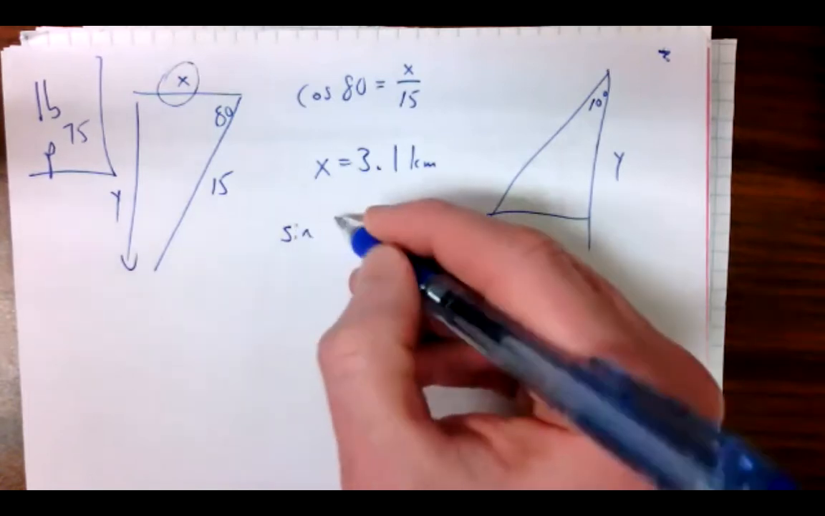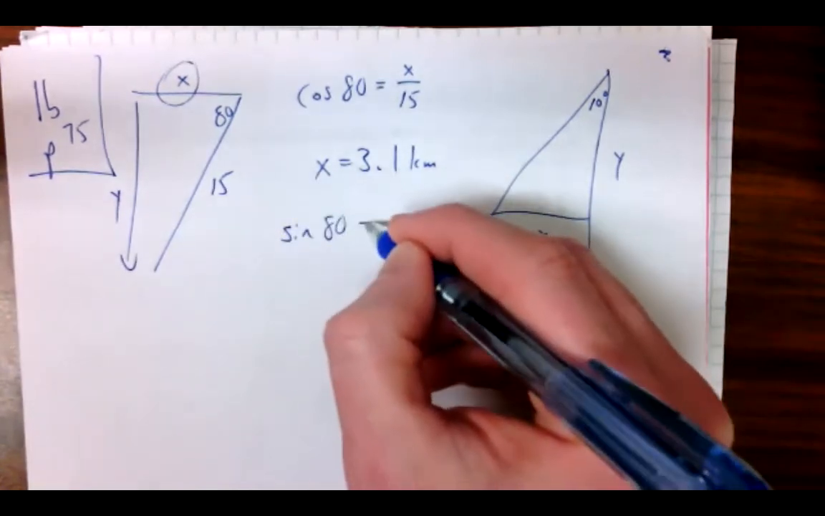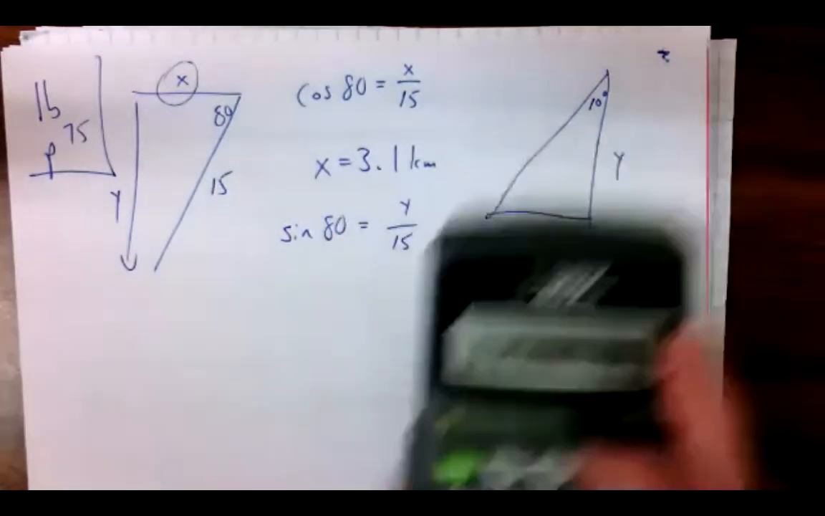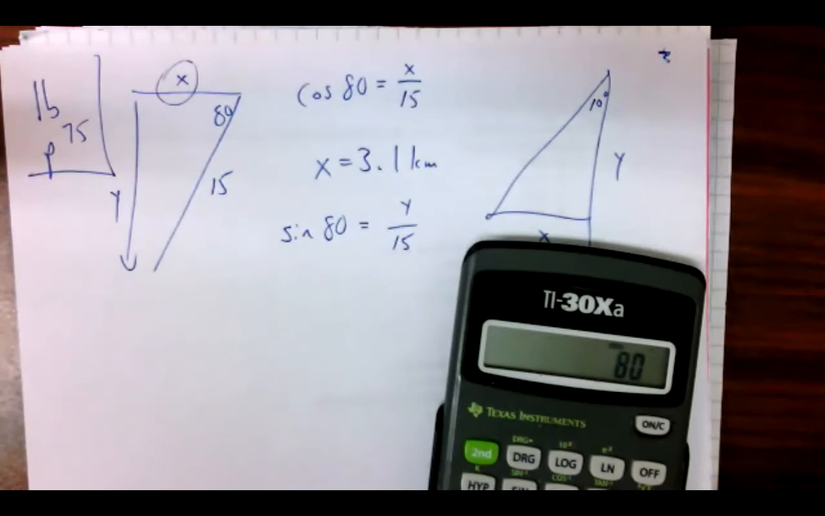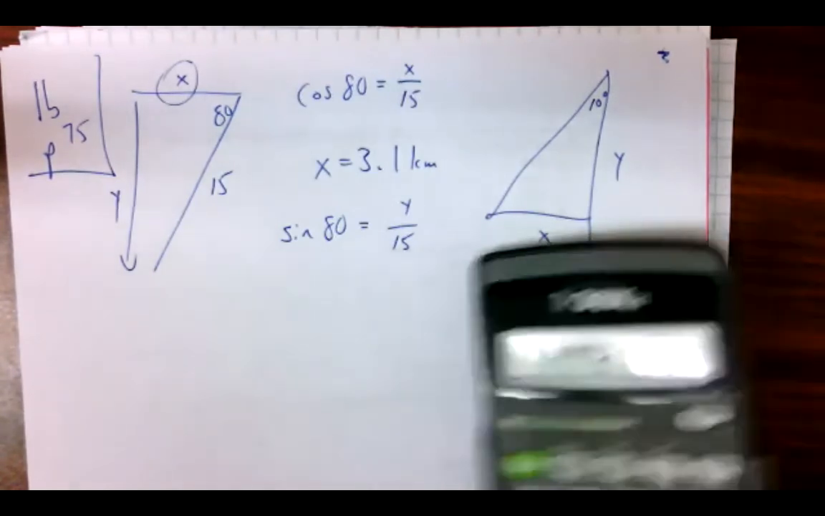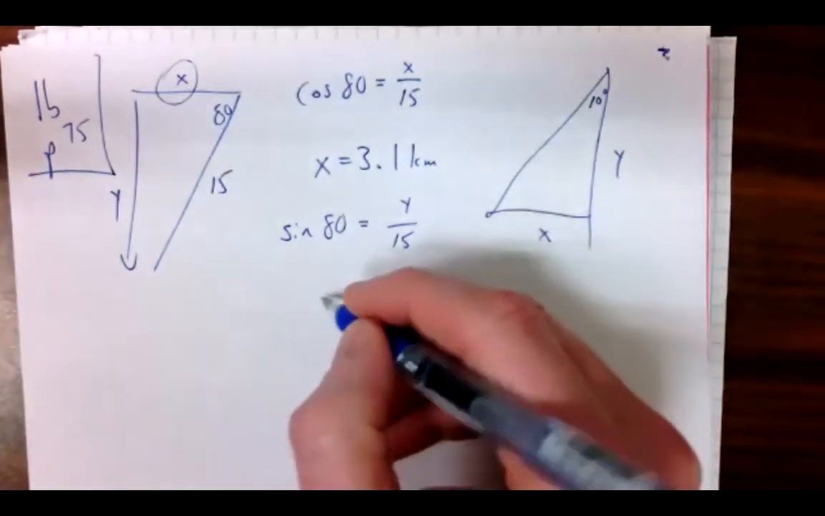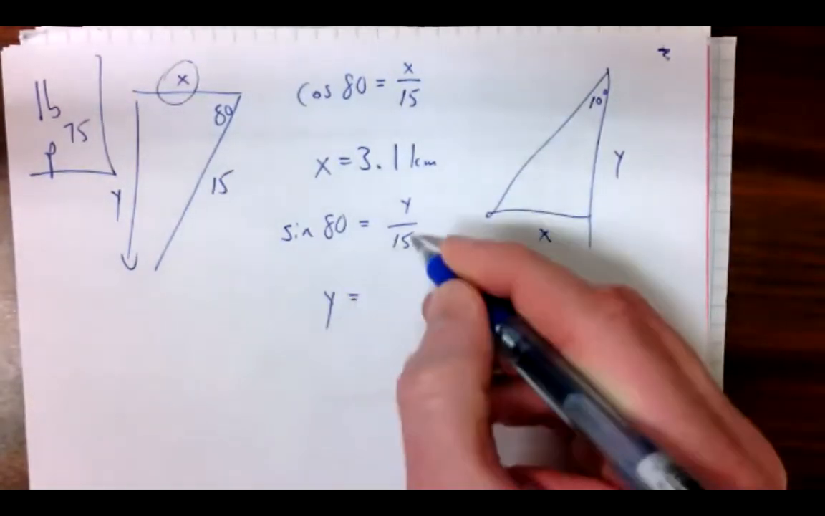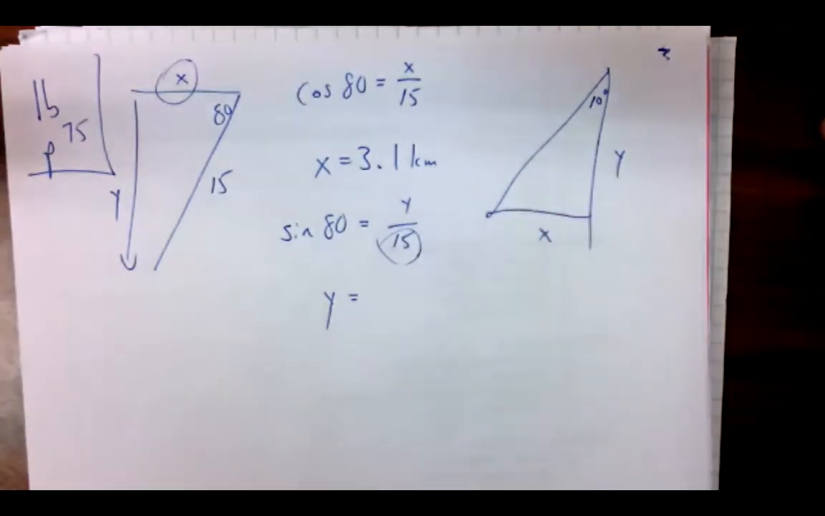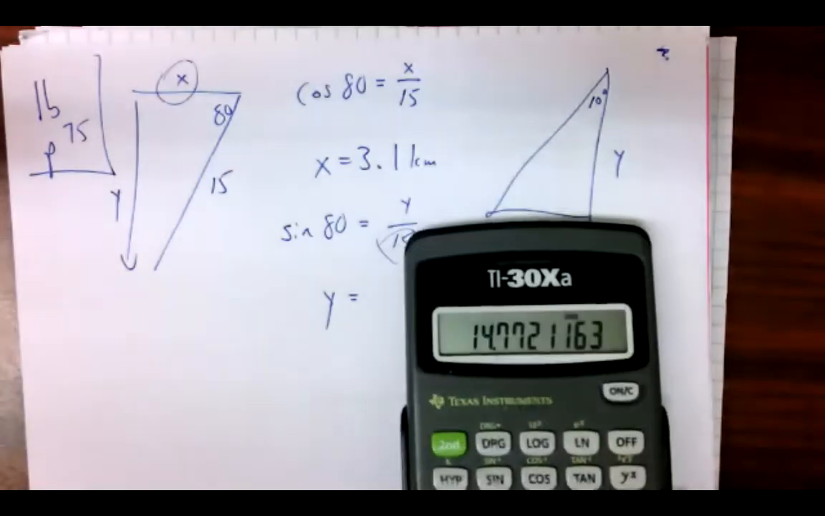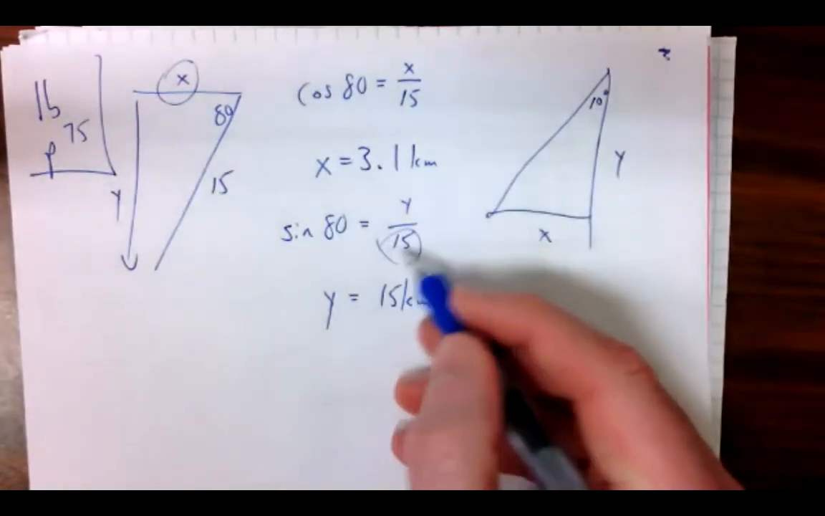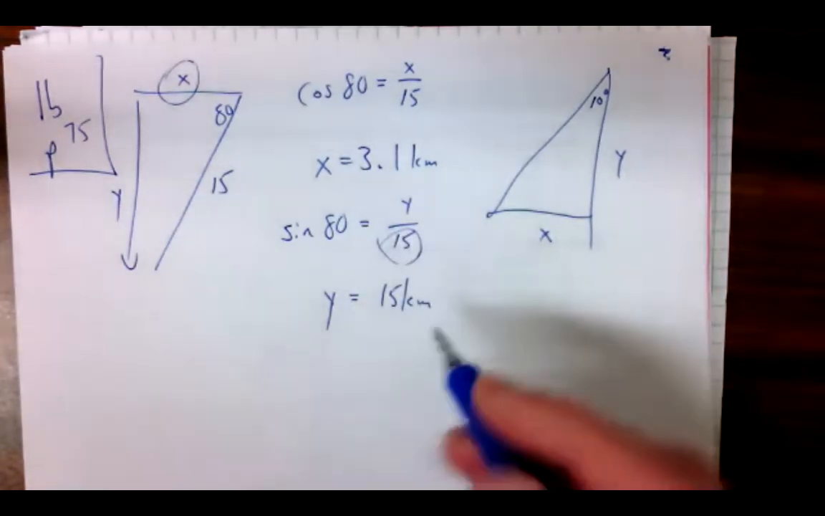Yep. And then sine of 80 equals opposite, which is y, over hypotenuse, which is 15. 80 sine times 15, 14.8, or 15 if we're doing 2 sig figs. Why? Well, it's gross when we say 15, but that's the way the sig figs work. Obviously, it would be a little bit less than the hypotenuse, but with sig figs, we got this.